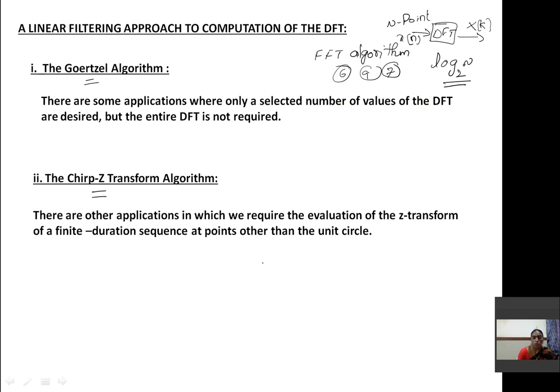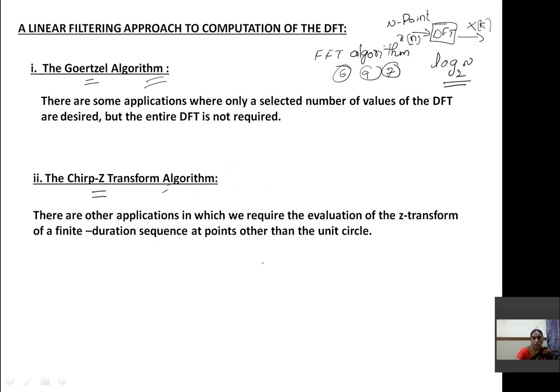That is said to be the Goertzel algorithm. Next one is the chirp z-transform algorithm. Here also there are some applications where we require the evaluation of the z-transform of a finite duration sequence at points other than on the unit circle. In such a case we have to use this chirp z-transform algorithm, other than the FFT algorithm.